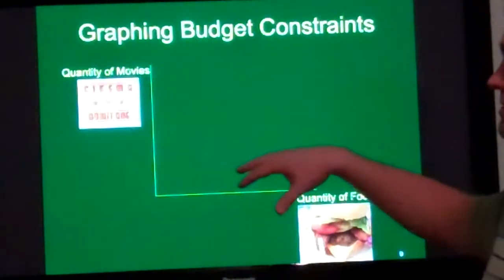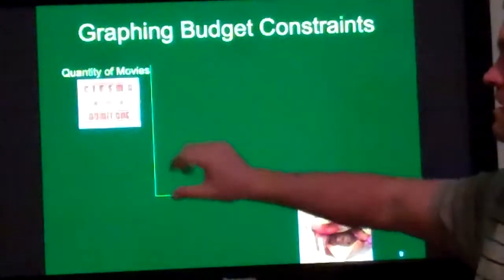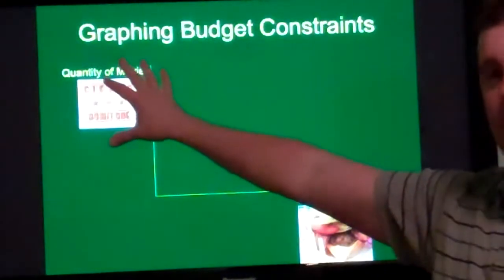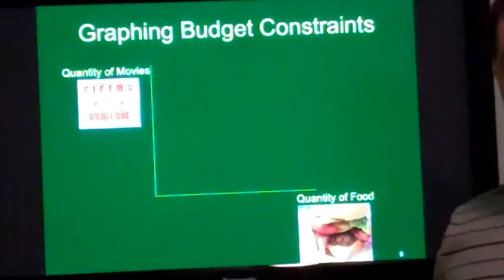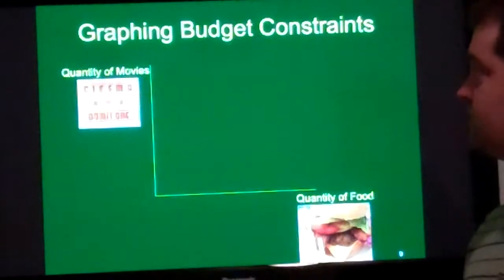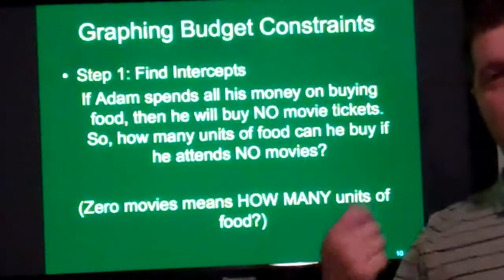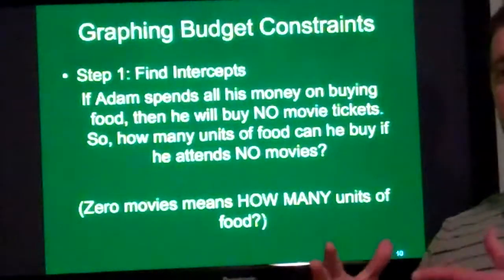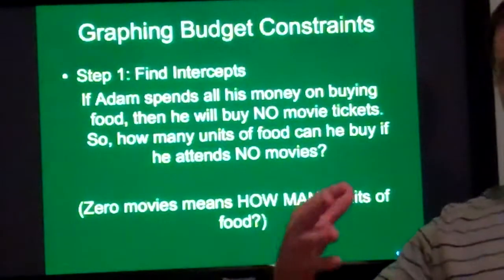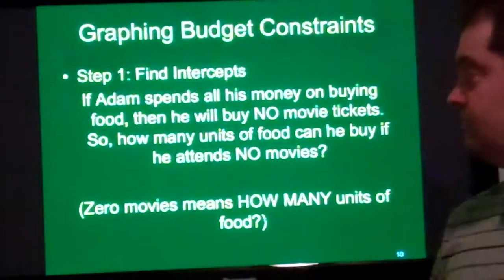The way I'm going to do this, I'm going to have the quantity of movies on the y-axis and the quantity of food on the x-axis. You can change these around if you want. That's not always the case, but in this particular case, if you wanted to have the quantity of food on the y-axis and the quantity of movies on the x-axis, that'd be perfectly fine. I'm just going to do it this way because I want to. In step 1, we want to find the intercepts. When we find an intercept, we're finding the maximum amount of either y or x that can be consumed or purchased or built, or whatever we're trying to graph. We're just trying to find a maximum.